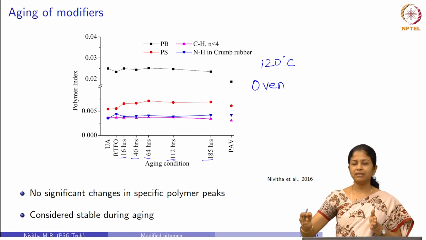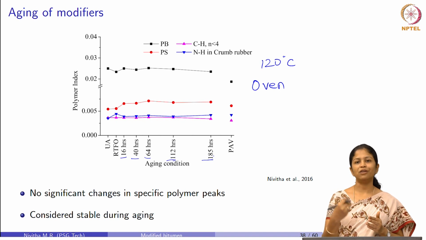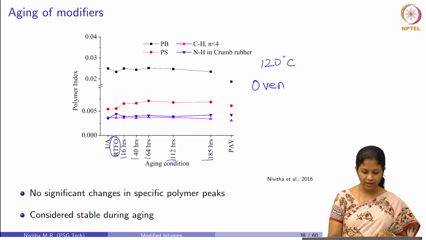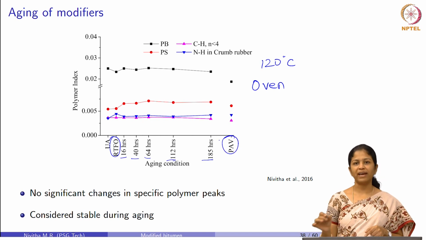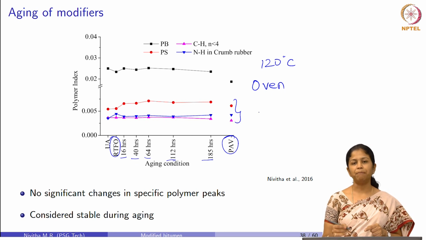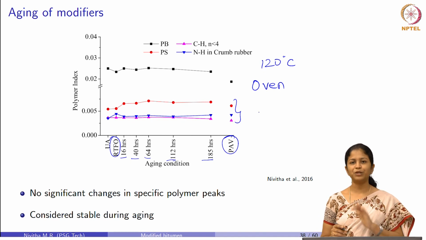At each of these intervals samples were drawn out from the oven and the carbonyl and sulfoxide index was evaluated, and the conventional procedures RTFO and PAV were also carried out on this sample. We can see that in most of the cases the 185 hours aging closely represented the indices which are obtained during the PAV aging. So, that is the first exercise that was done here.